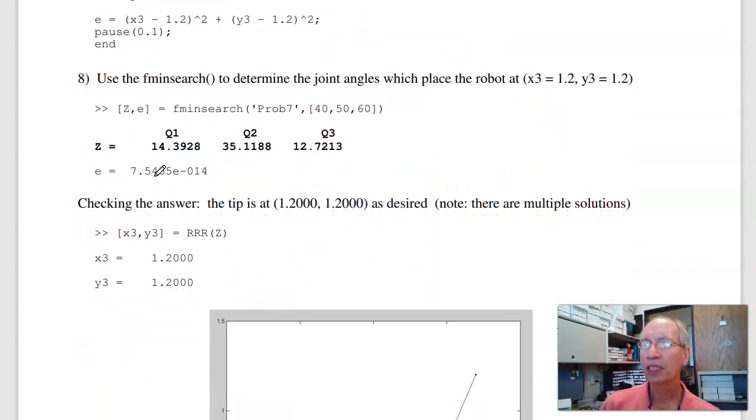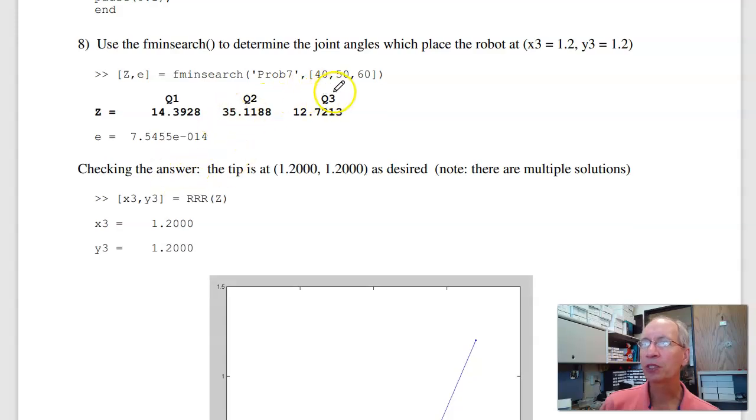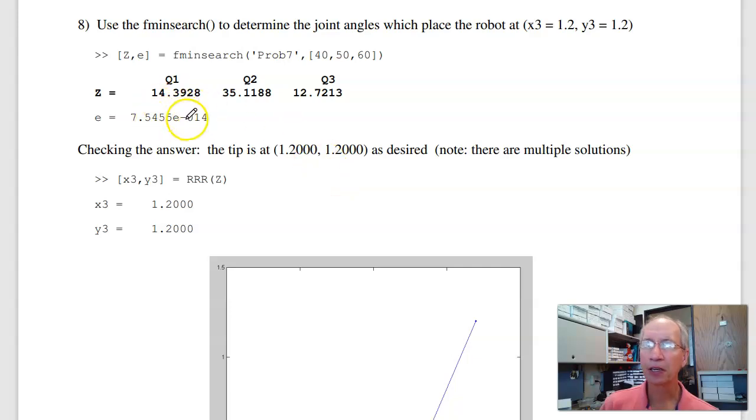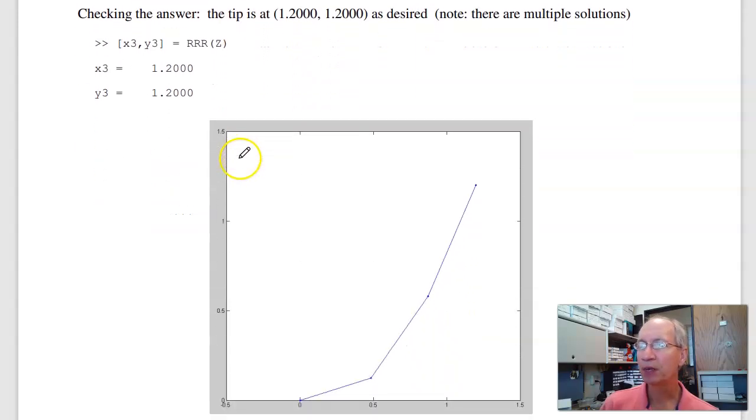I can now find the minimum of that function. What joint angles minimize that error? So my first guess is 40, 50, 60 degrees, just a guess. It's going to iterate until it finds the right answer. It says the answer is 14.3, 35.1, 12.7. There's the error, basically 0, saying it found it. So here's my target. These joint angles put you at the target.